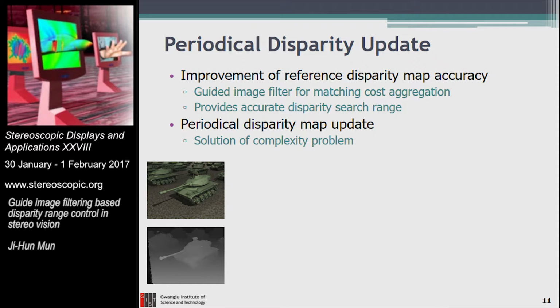And as I mentioned in the first step, the sequential stereo matching has some error propagation problem. So to improve the reference disparity map accuracy, we adopt the guided image filtering, and the guided image filtering can provide an accurate disparity search range.